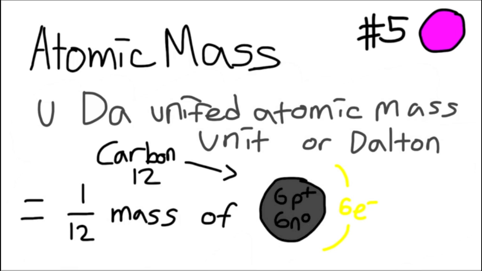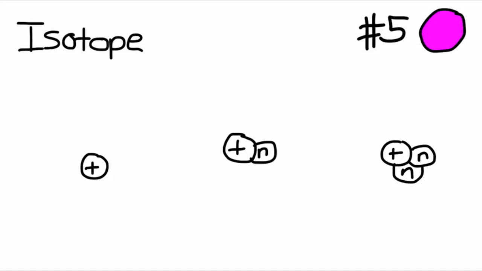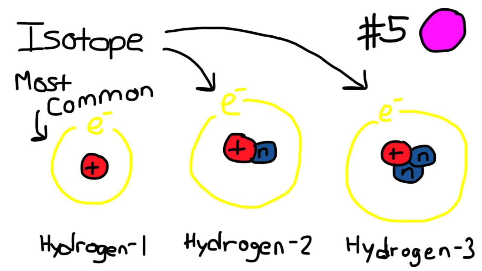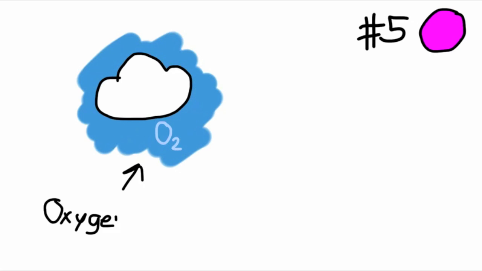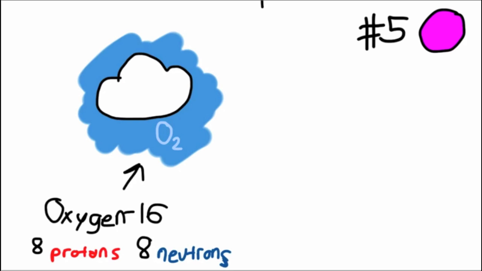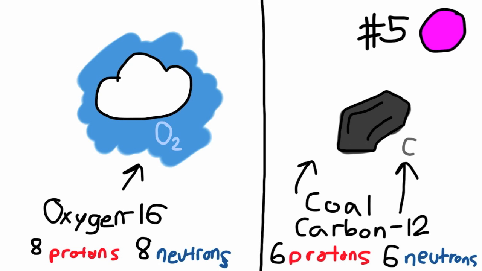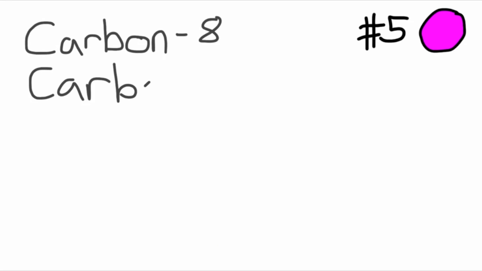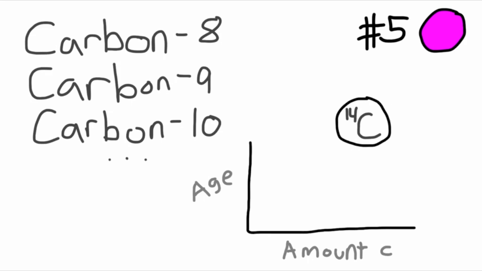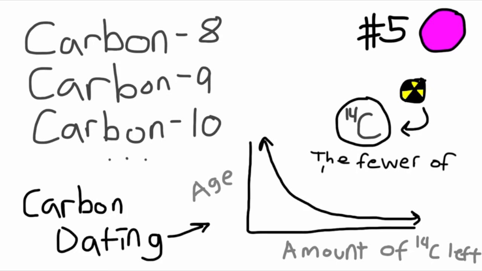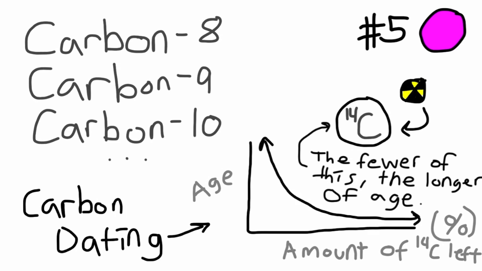Now, if you're wondering what carbon-12 is, that's just your common carbon atom. It's just the most common isotope. An isotope is an atom that has more or less neutrons than its most common form. So the oxygen in the air that you breathe is oxygen-16. It has 8 protons and 8 neutrons. Carbon-12 has 6 protons and 6 neutrons. There are many other isotopes of carbon, such as carbon-10, carbon-11, and other things like that. Carbon-14 is an isotope of carbon that we use for carbon dating.